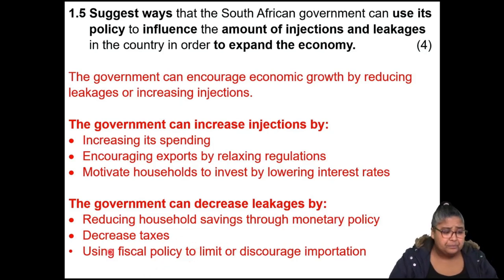Also, lower the taxes. If households and businesses are paying less tax, it means they have more money to spend, more disposable income. And this means less money is leaving the circular flow. The money is staying in the economy, in the country, and it's being spent and utilized in the country. The third one here, using fiscal policy to limit or discourage importation.